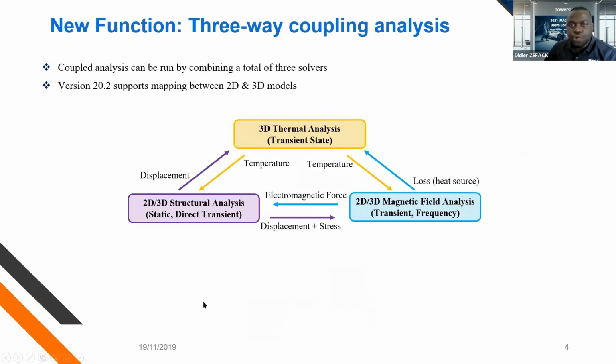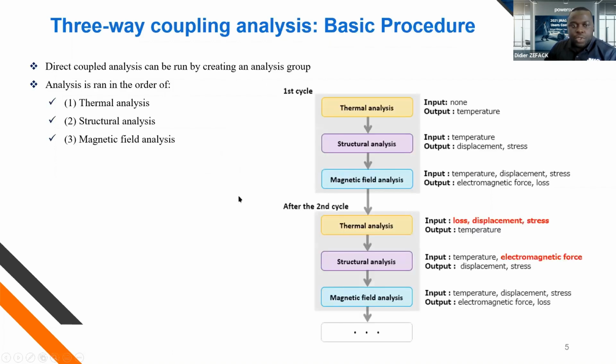But now with the new version, it is possible to make a 3-way coupling using 3 solvers. First the thermal, where you are able to evaluate the temperature. Then you have the structural analysis, where, based on the temperature, for example, you'll be able to evaluate the displacement and the stress. And you also have the multi-field, where you'll be able to evaluate the forces and the losses. With these 3 solvers, you are able to make a loop. So the process is very simple to run.